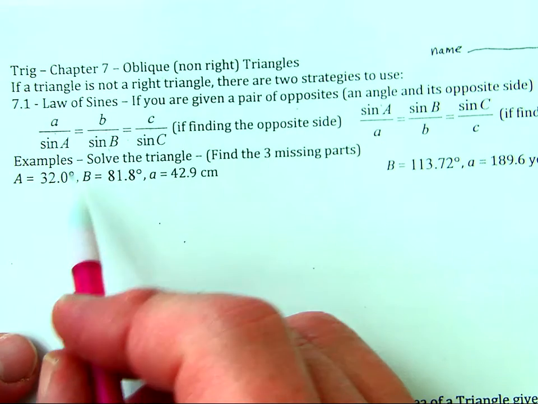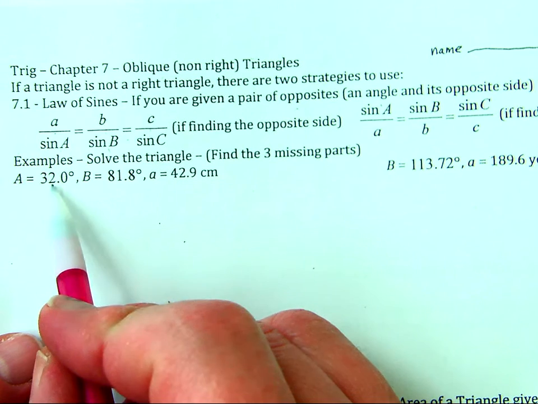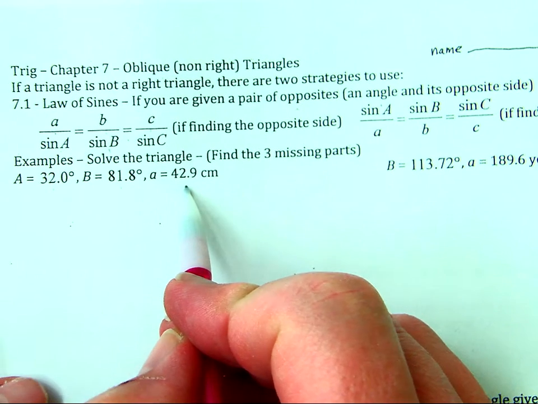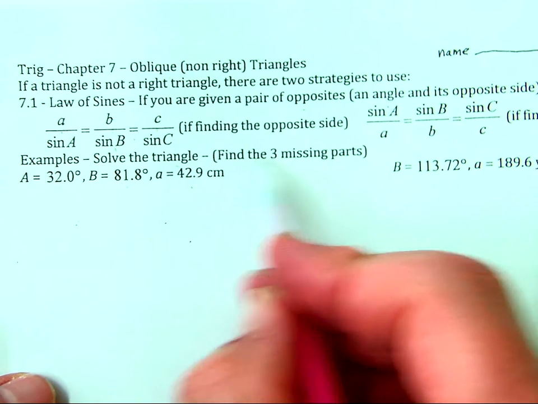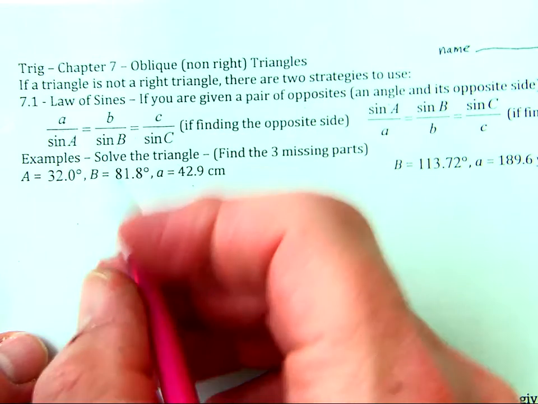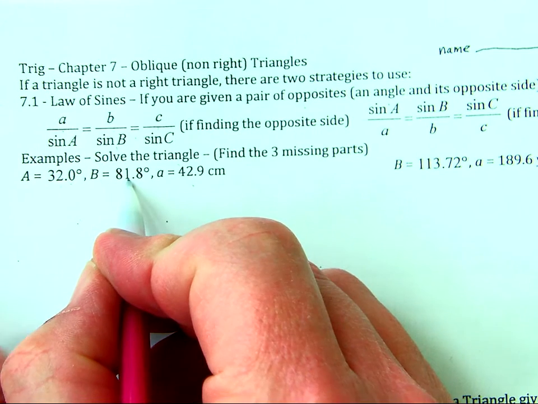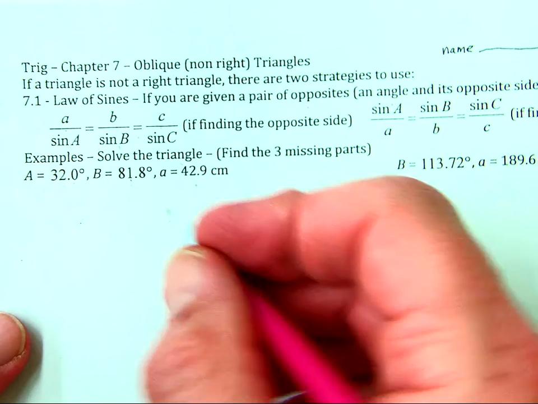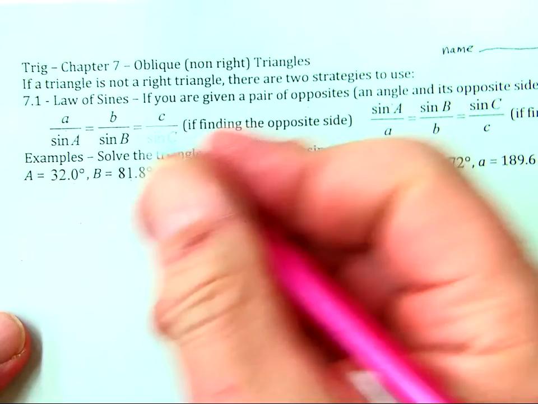So here I have a triangle. I give you three things. Angle A is 32, angle B is 81.8, and side A is 42.9. When it says solve the triangle, that means you want to find the three missing parts. Now here first, since we're given two angles, we know the angles of a triangle add up to be 180. So if we know two, we can find the third one.